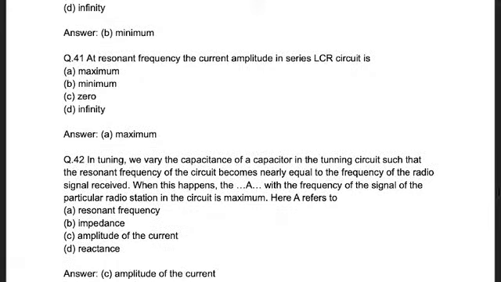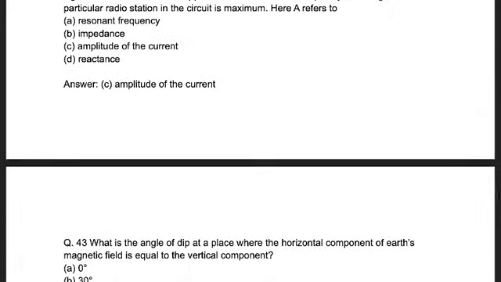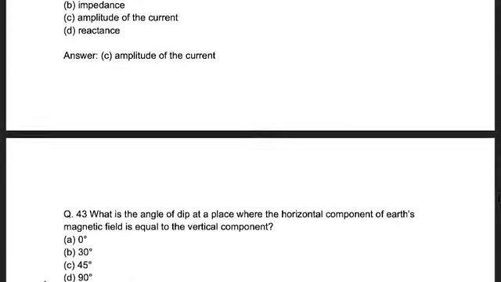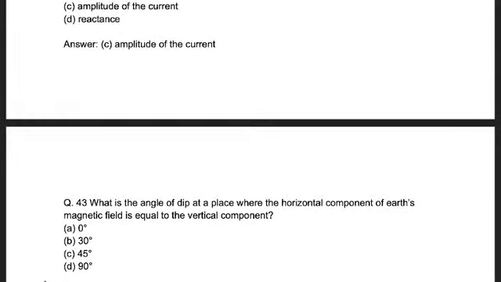Question number 43. What is the angle of dip at a place where the horizontal component of Earth's magnetic field is equal to the vertical component? A. 0 degree, B. 30 degree, C. 45 degree, D. 90 degree. Correct. The answer is C. 45 degree.